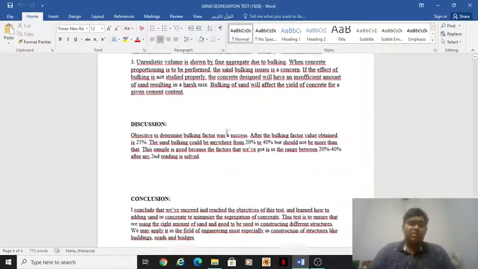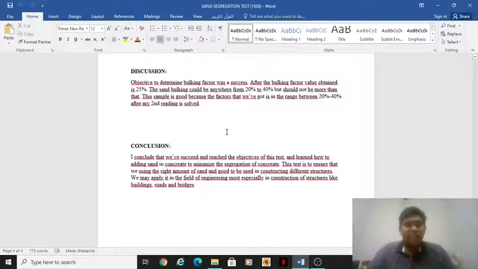For the discussion, the objective to determine the bulking factor was achieved after the bulking factor value obtained was 25%. The sand bulking could be anywhere from 20% to 40%, but should not be more than that. So this sample is good because the factor that I got is in the range between 20% to 40% after my second reading.